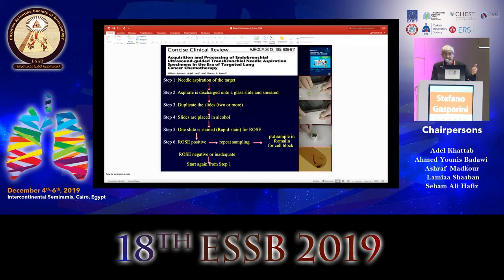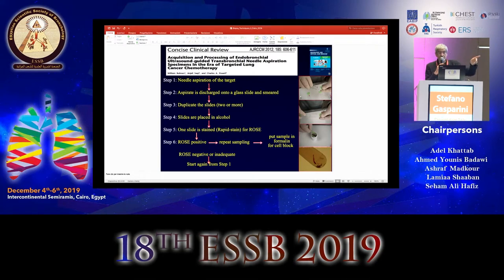One slide is used for rapid on-site evaluation. I will give a talk tomorrow on rapid on-site evaluation, and I will try to explain how to do it, even if you don't have a cytopathologist on site. If ROSE is positive, okay, we are on target. So we repeat the sampling, and the material that we obtain with the other sampling is put in formalin for cell block. If the ROSE is negative or inadequate, we start again from step one.